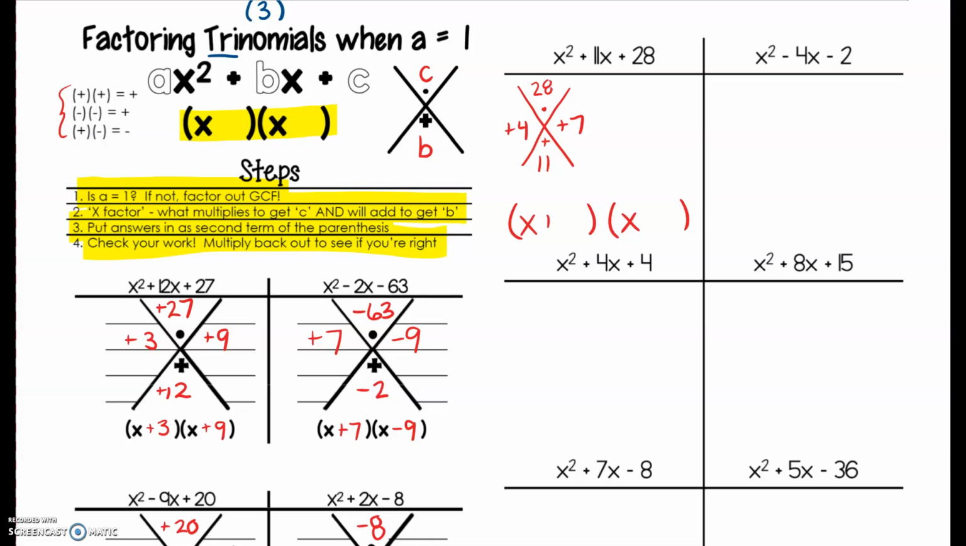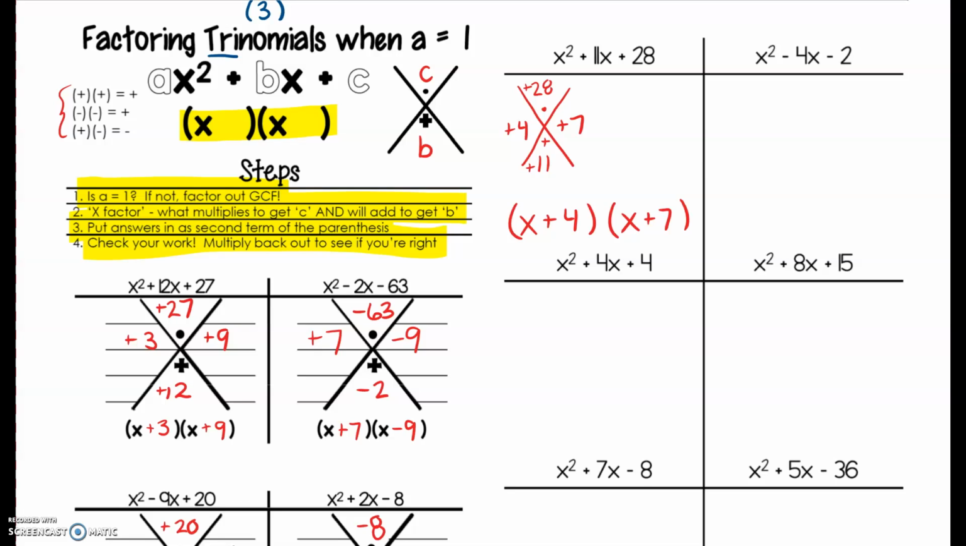Those will be the values that would add to give me a positive 11 and multiply to give me a positive 28. So again, make sure you are including these signs as you are figuring out the signs with each one of your factors. If you are good at your multiplication tables, you don't necessarily have to make this little X chart every time. That is just a tool to help you in terms of the factoring process.